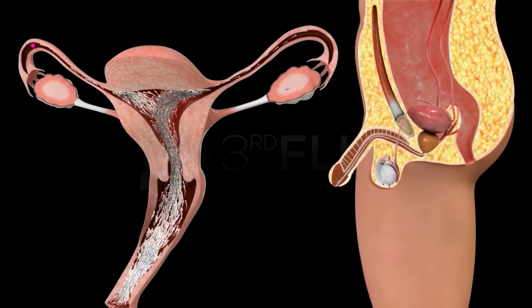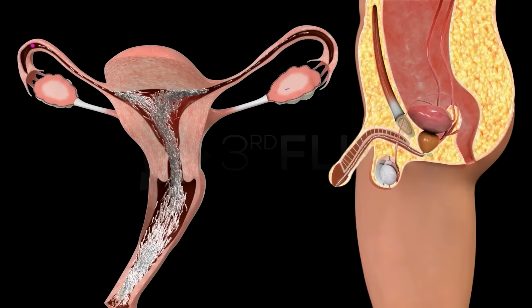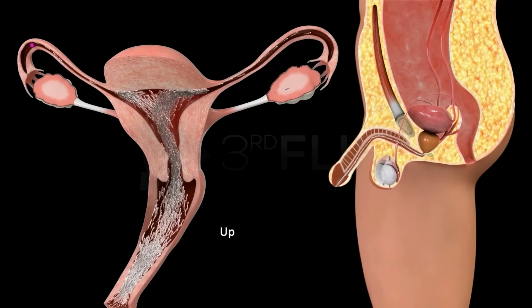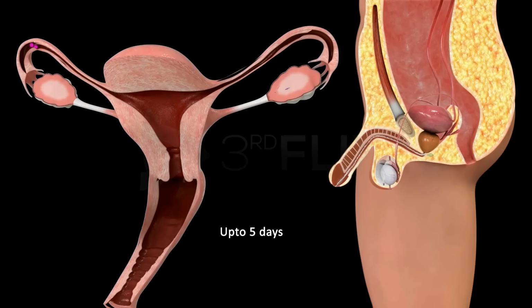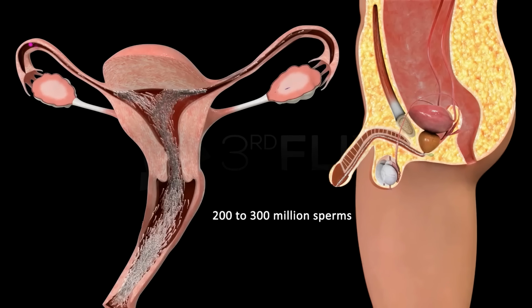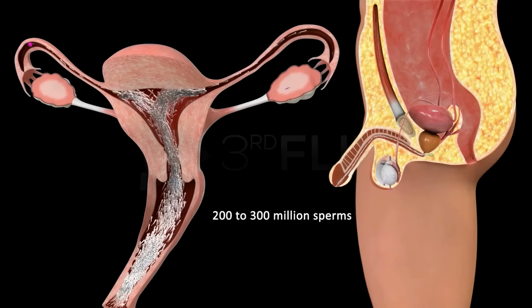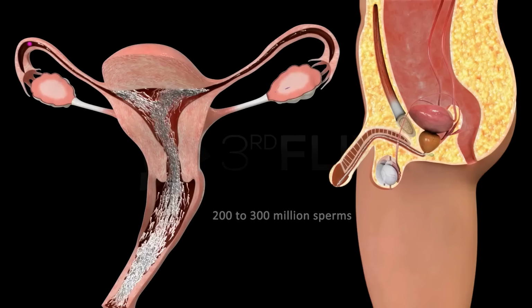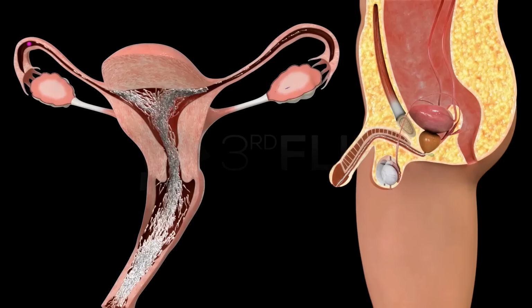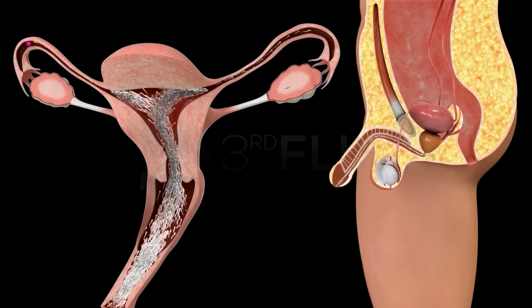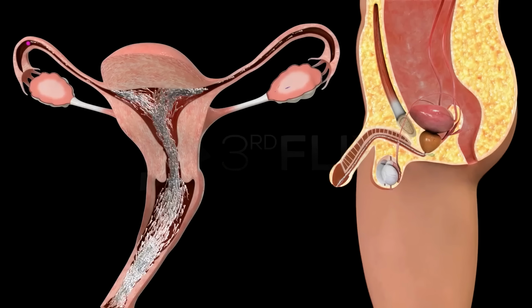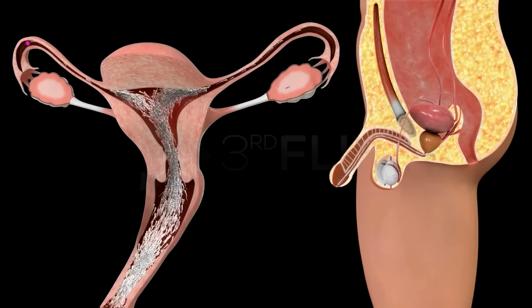After ejaculation, the sperm can live in the female reproductive tract for up to 5 days. A human male ejaculates about 200 to 300 million sperms during coitus. At least 60% of the sperms should have normal morphology, and at least 40% of them should exhibit vigorous motility for normal male fertility.